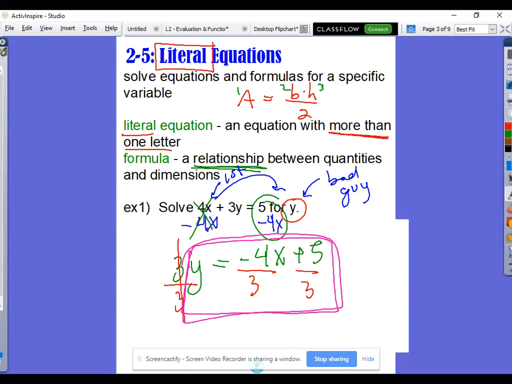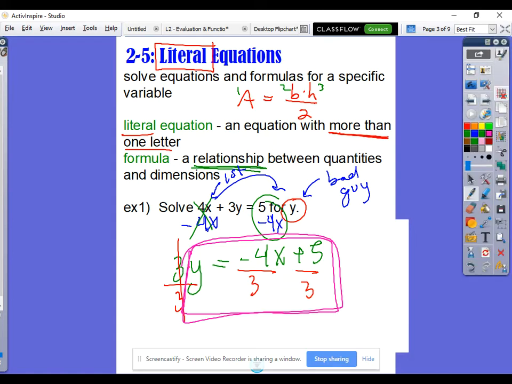So remember, that's not quite as clean and fun as it used to be. Y isn't just equal to a number, it's this whole expression now. Y equals negative 4 thirds x plus 5 thirds. Not near as clean. Let's try some more examples.